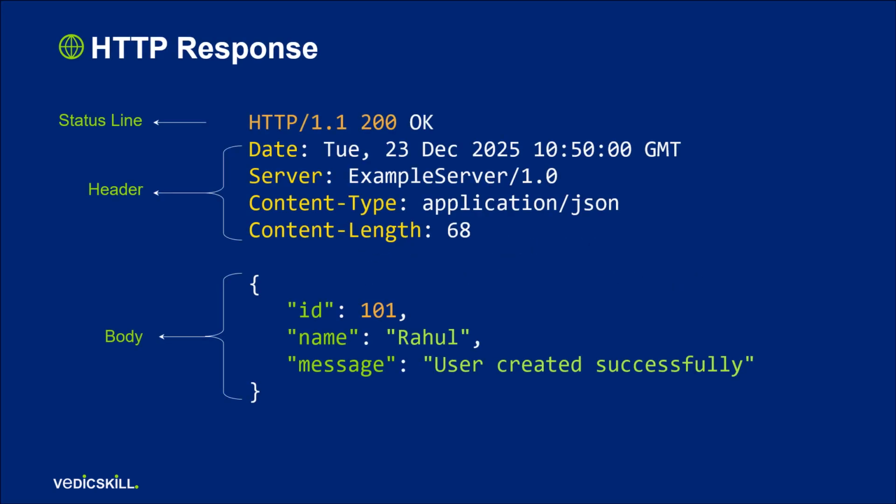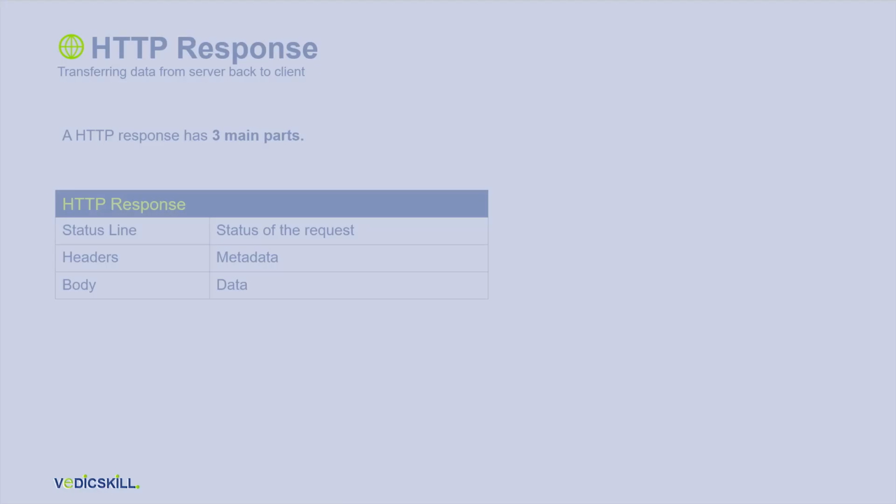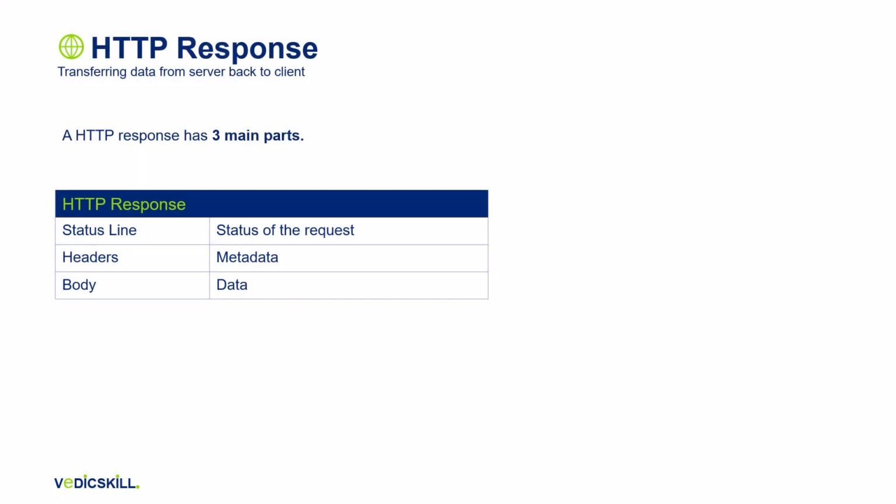In this HTTP response, we have three main parts. One is the status line, the second is the header, and the third is the response body. Now let's try to understand these three main parts, the status line, header, and body, in detail. Let's get started with the status line.